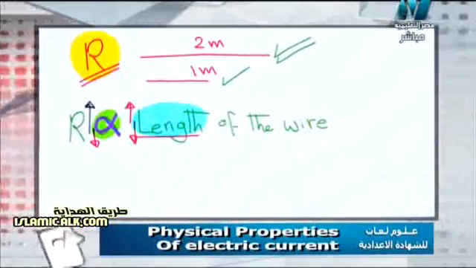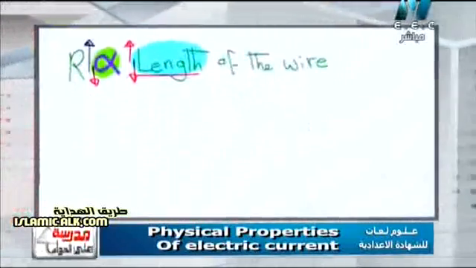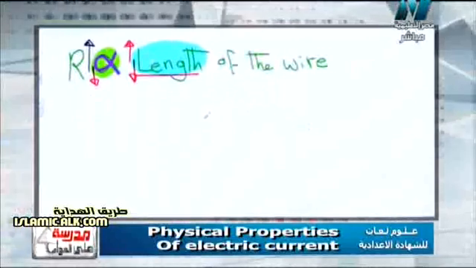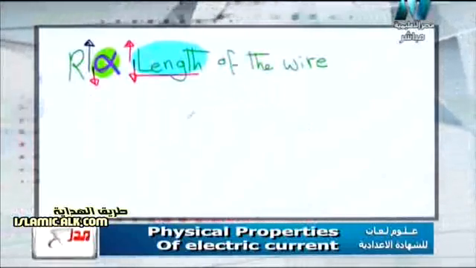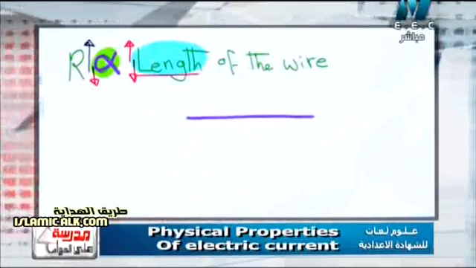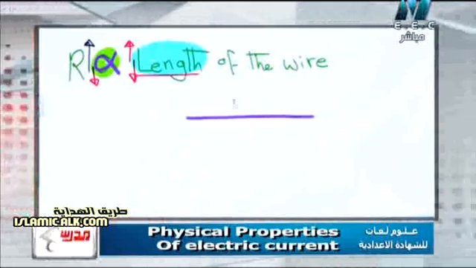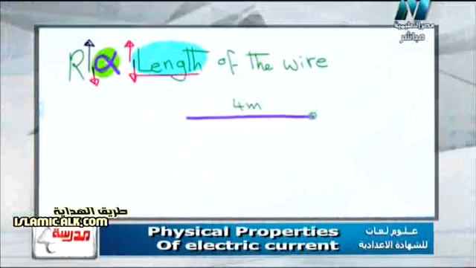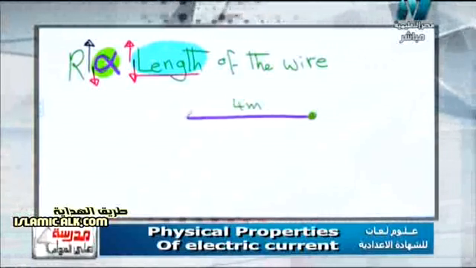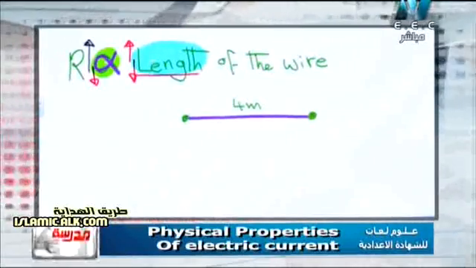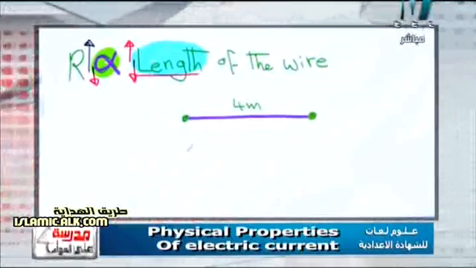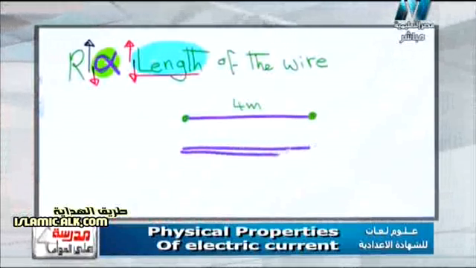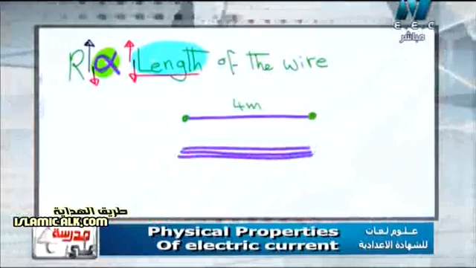If we have two metallic wires that have the same length, for example 4 meters, number one has a cross section, which means thickness, about this much. And we have another metallic wire with the same length, but its cross section is like that, thicker.